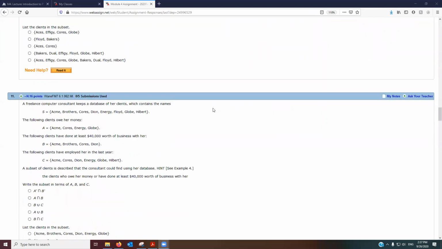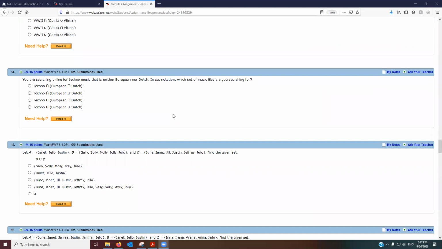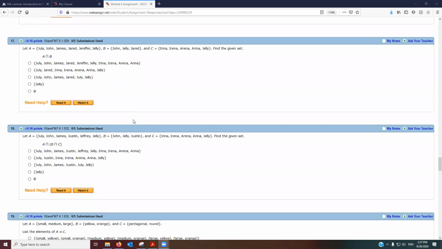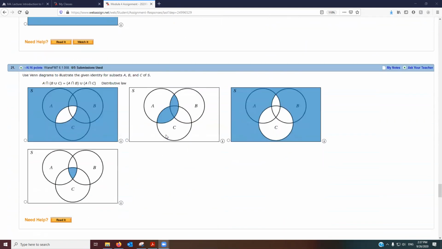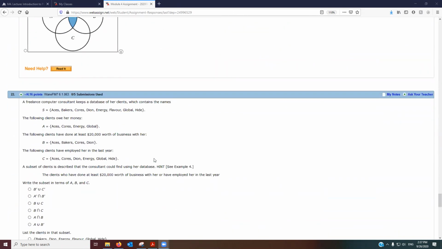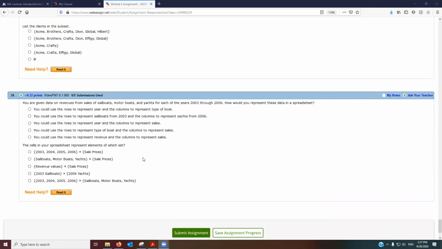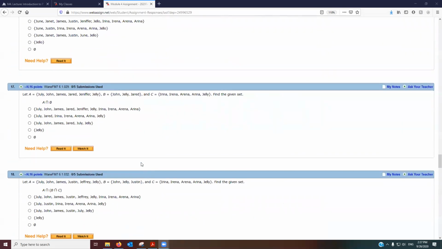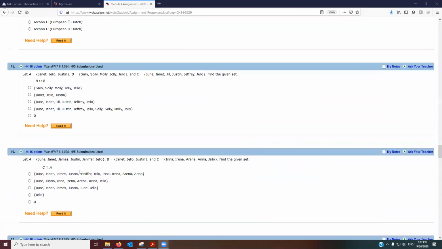All right. Let me see if there's anything. So some of these are very similar. Maybe we could do one more. Let me come back to a couple of examples here that involve the empty set.